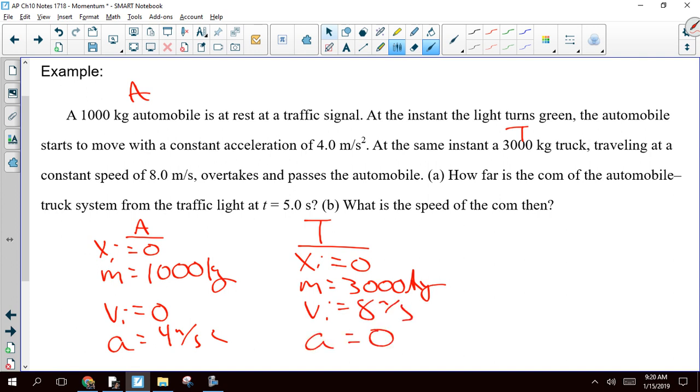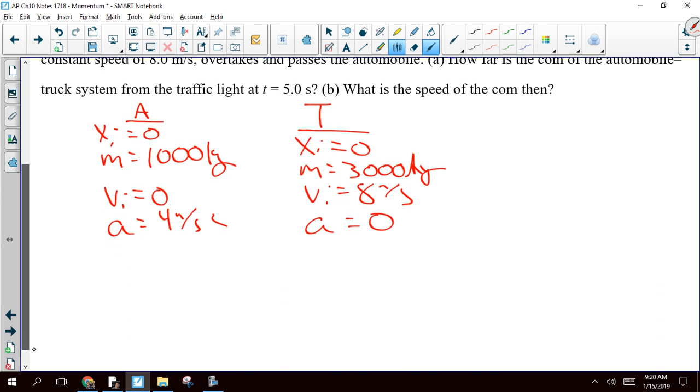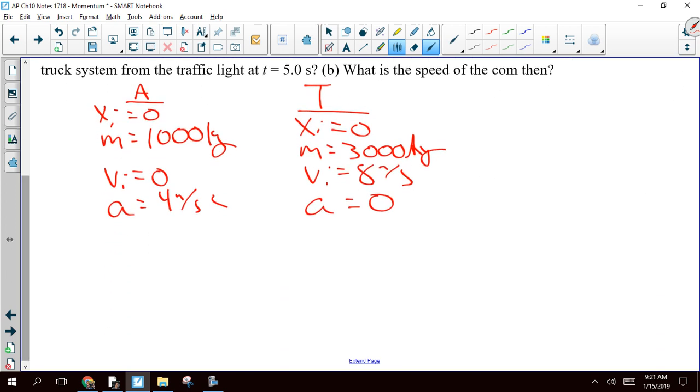Okay, and so question A wants us to know how far the center of mass moves in 5 seconds, and what's the speed of the center of mass then? All right, so there are 2 ways we can do this. Option 1 would be to treat the automobile and the truck independently, right? So we could find the displacement for the automobile by doing 1/2 at squared plus vit.